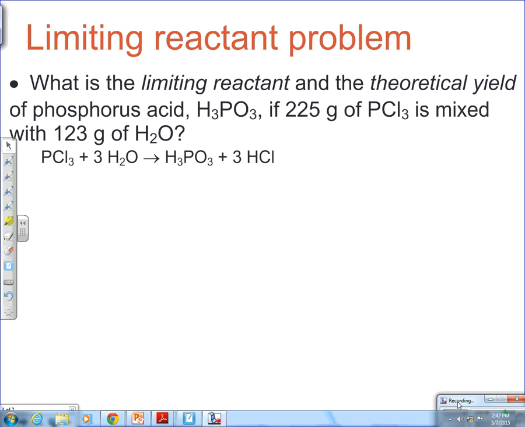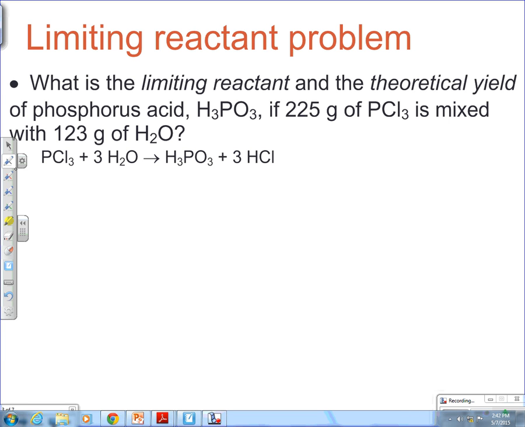In this problem, we have 225 grams of phosphorus trichloride and 123 grams of water. And the question is, which one will run out first as the limiting reactant, and what would the theoretical yield be of the phosphorus acid, which is H3PO3? Let's get started. The best approach to this problem is to set up two scenarios.